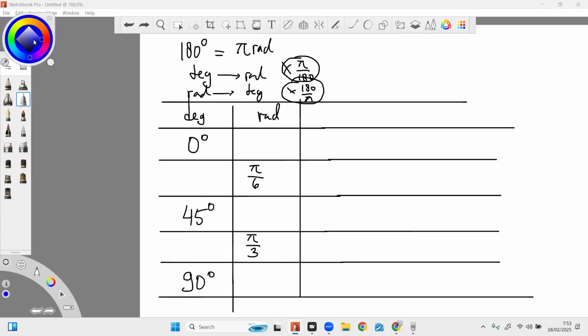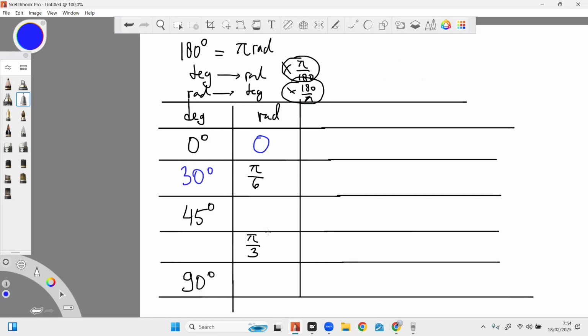Okay, let us discuss. 0 degree, how many radian? 0, because 0 times pi over 180. 0 times anything is 0. So pi over 6 radian, how many degree? 30, because pi over 6, you multiply by 180 over pi, right? You cross the pi, you get 30. That's the way you do. Because from radian to degree, you multiply by 180 over pi. So 30.